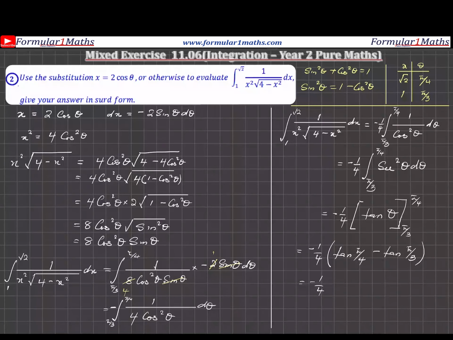But tan pi over 4 is 1, and tan pi over 3 is root 3. And so this is the answer, but it can be written as 1/4 brackets square root of 3 minus 1. And this is the answer required.